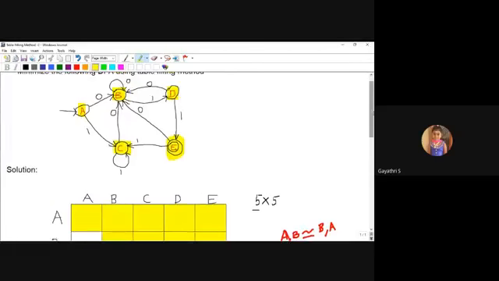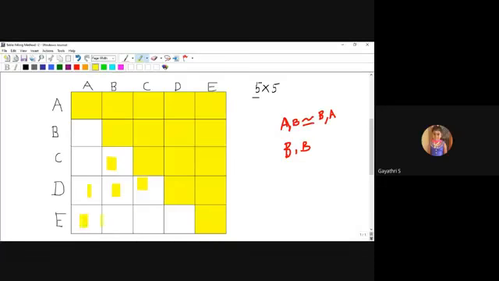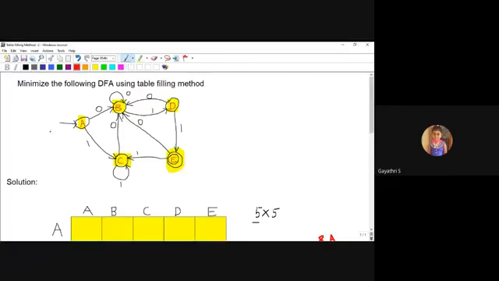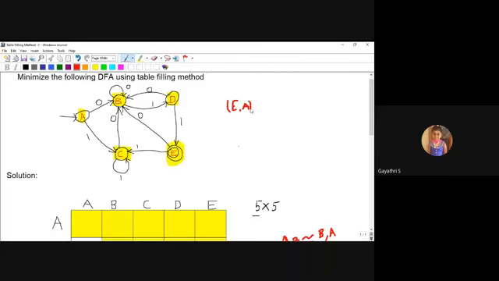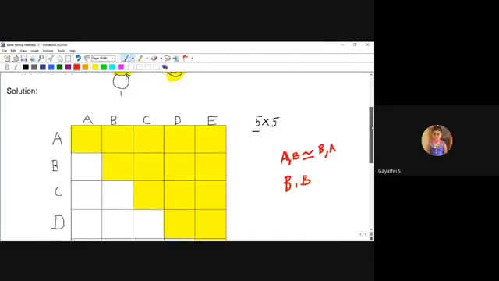See here, how many pairs are there? EA, EB, EC, ED. Four combinations. The first one, EA. Here E is the final state and A is a non-final state. So P belongs to F, Q does not belong to F. This is the right combination to mark. Since E is final and A is non-final, I can mark it.